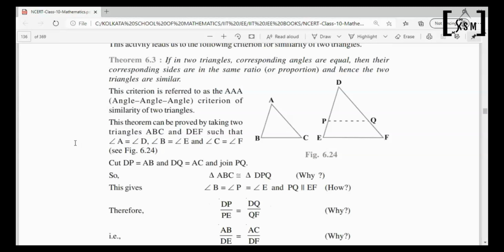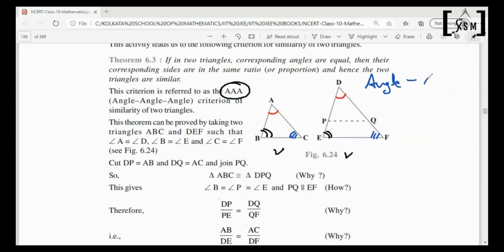AAA. Okay. Let's say in these two triangles, triangle ABC and triangle DEF. I'm just explaining the theorem, not trying to prove it. In triangle ABC and triangle DEF, the AAA similarity says that if angle A and angle D are equal, and if angle B and angle E are equal, and if angle C is equal to angle F. So you can observe that these two triangles have all the three angles equal to each other, right? Right, sir.